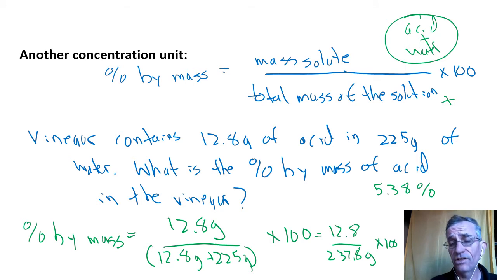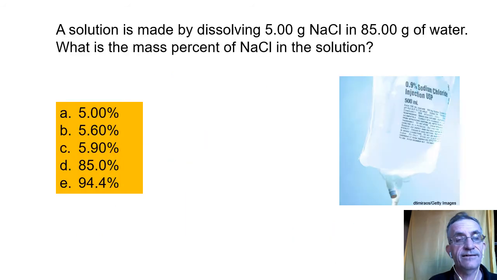All right. So with that, let's see if you can try one. Let's just make sure this made sense. I hope it does. Let's flip over, and I'm going to give you one to try here. All right, let's flip to the next slide. A solution is made by dissolving 5 grams of salt in 85 grams of water. What's the mass percent of salt?